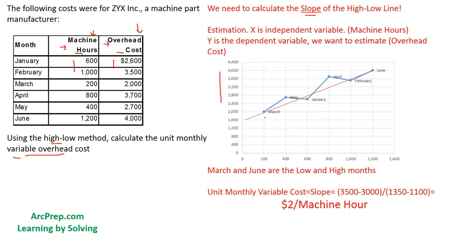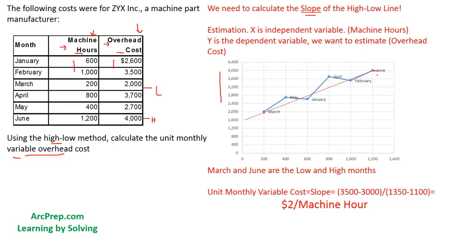In the high and low method, we are going to take the data point that is far left. In this case, it's March. It's called the low data point. And the one far right, in this case, happens to be June. This is our high, and this is our low. So we are trying to calculate the slope of this curve. Again, what it's going to give us is, for every single machine hour, what is the incremental dollars that we are trying to estimate in overhead cost.